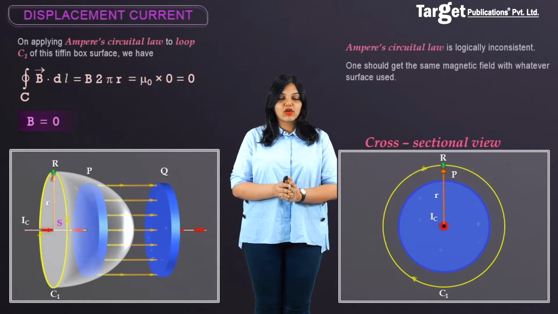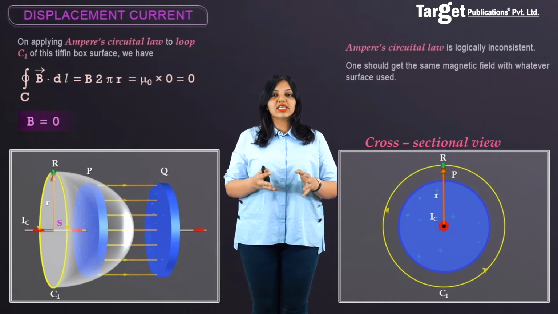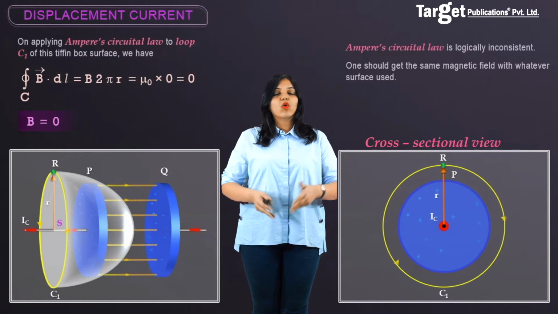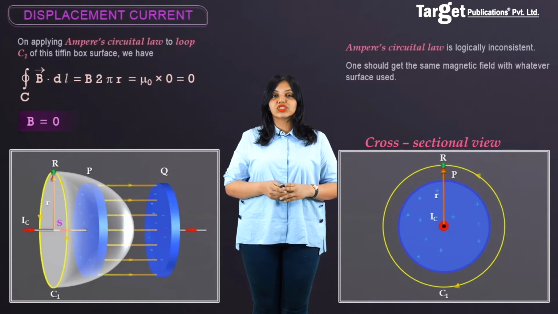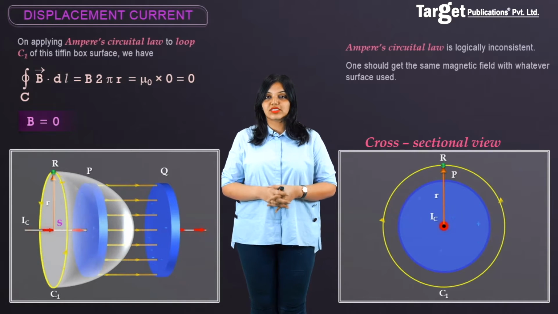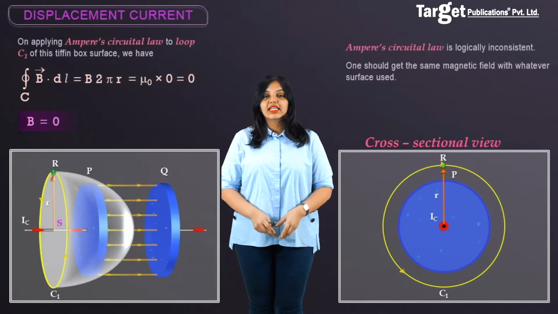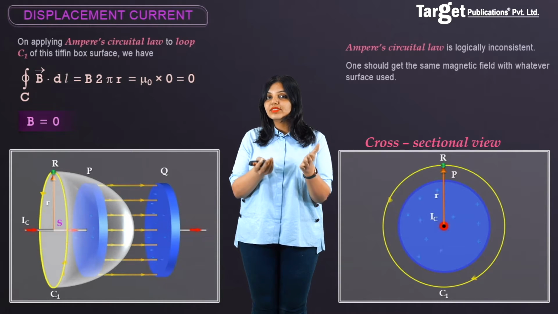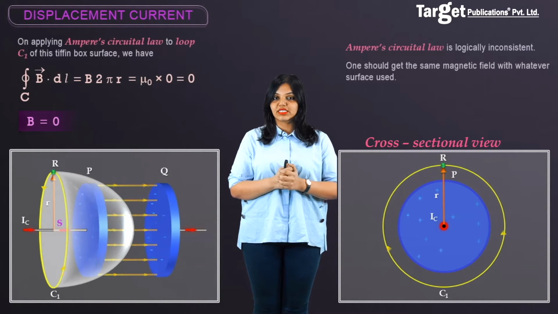How do you fix this law? Well, you have to do something such that you get the same magnetic field whatever surface you might choose. And to get this same magnetic field, he had to introduce the concept of the displacement current. Let's take a step back and think what he was thinking when he thought of the displacement current.